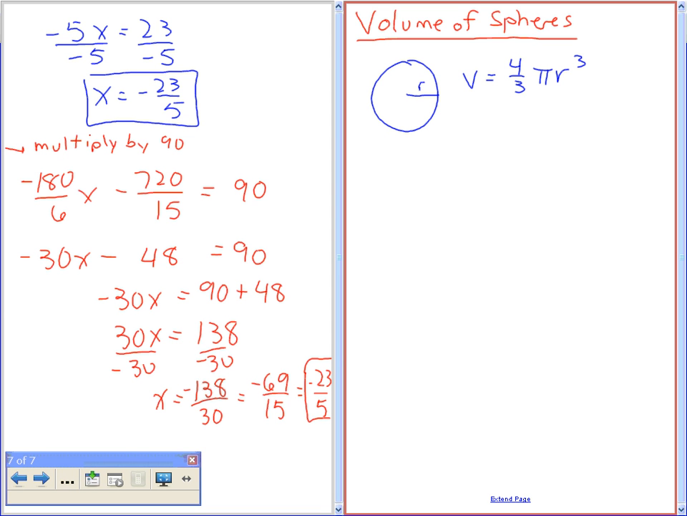If you remember, volume is always going to be centimeters cubed. What about meters? Meters or whatever, but it's going to be cubed. Why is it not higher?